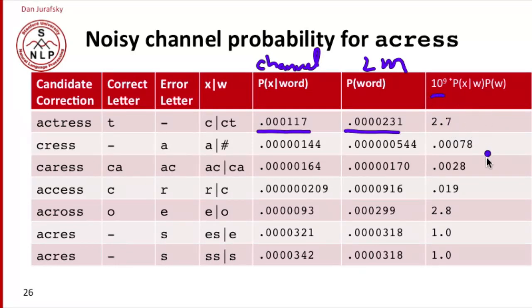So you can see that the most likely word here is across, with this particular channel model and this particular language model. The most likely word is across, but actress is also quite likely, and acres seems a reasonable likelihood, and the word cress, which is just a very rare word, you can see is a very low probability and has an unusual error of inserting an A at the beginning, which makes it a very low probability correction. So the noisy channel model likes the word across as the possible replacement.